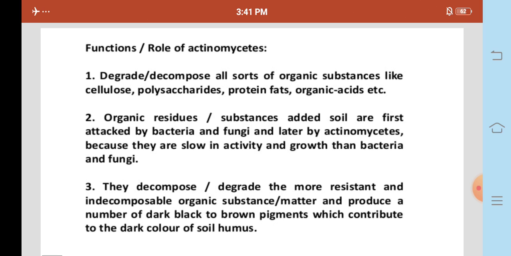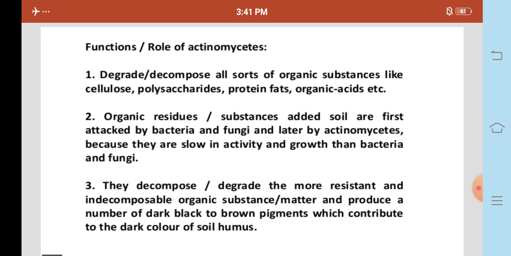Functions and role of Actinomycetes: they degrade and decompose all sorts of organic substances like cellulose, polysaccharides, proteins, fats and organic acids, etc. Organic residues added to soil are first attacked by bacteria and fungi, and later by Actinomycetes.